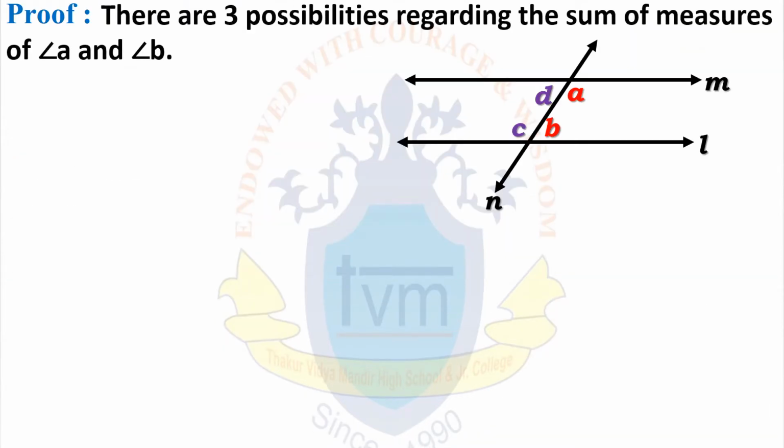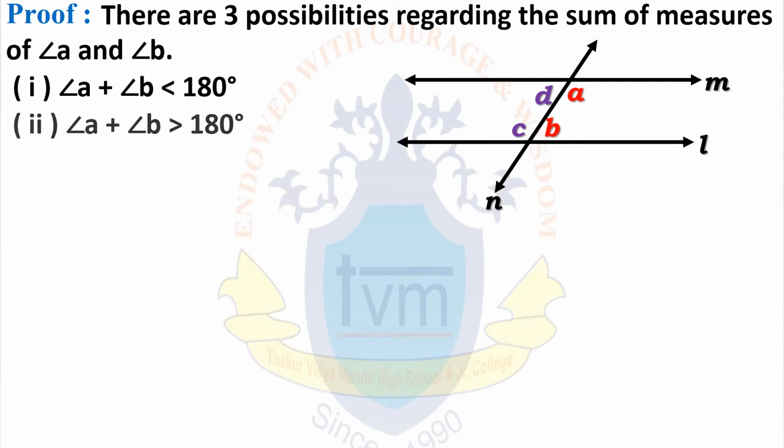Proof of this theorem. There are three possibilities regarding the sum of measures of angle A and angle B. Look at this figure, angle A and B is one pair of interior angles. Now we are talking about the sum of these two angles. The first possibility is angle A plus angle B is less than 180 degrees. The second possibility is that angle A plus angle B is greater than 180 degrees, and the third possibility is angle A plus angle B equals 180 degrees.